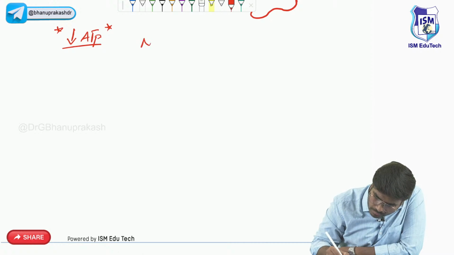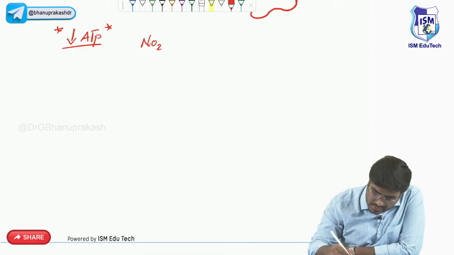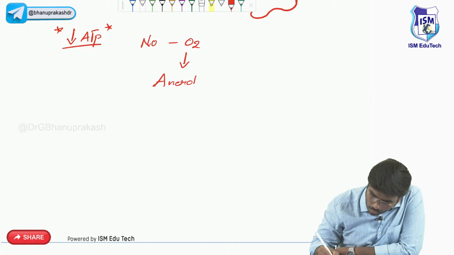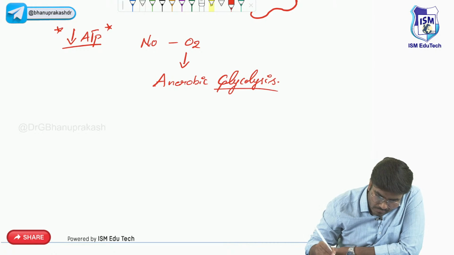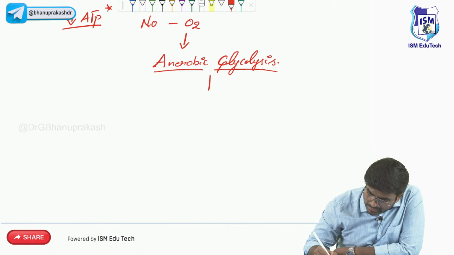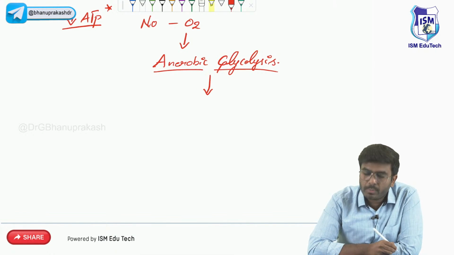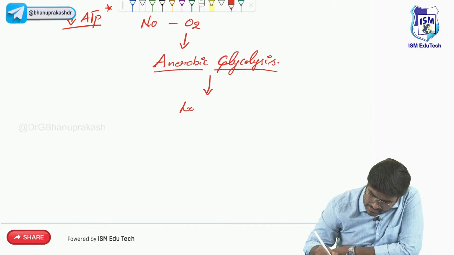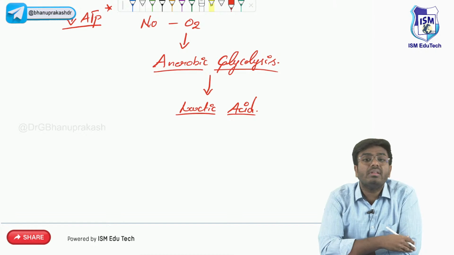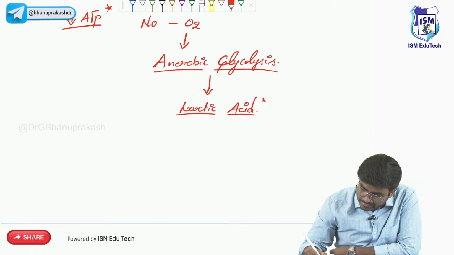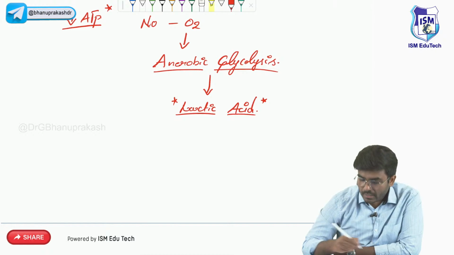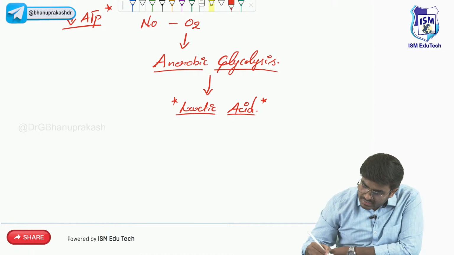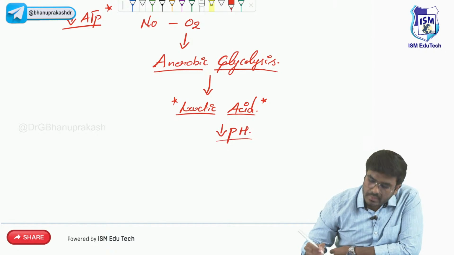But whenever there is no availability of oxygen, that is hypoxia, now what happens? Our body is going to shift into anaerobic glycolysis. You would have studied in biochemistry: what is the end product of anaerobic glycolysis? The end product of anaerobic glycolysis is lactic acid. Whenever there is hypoxia, our cells will produce lactic acid. Is this acid or not? Definitely acid. Whenever there is acid inside a cell, it will cause a decrease in the pH.